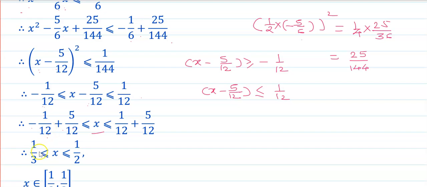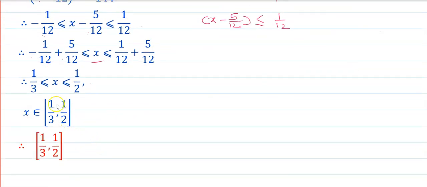Okay, 4 by 12 means what? 1 by 3. 1 by 12 plus 5 by 12, then you will get 6 by 12. 6 by 12 means what? 1 upon 2. And hence x lies between 1 by 3 and 1 upon 2, equal to 1 by 3 and equal to 1 upon 2. Okay, and hence this is the closed interval 1 by 3 to 1 upon 2.